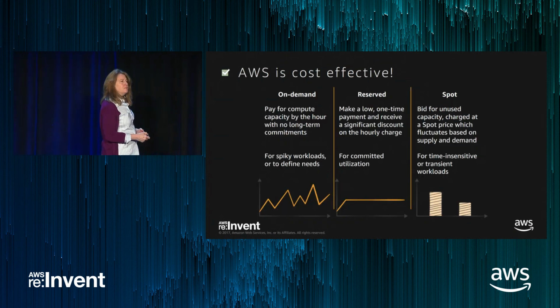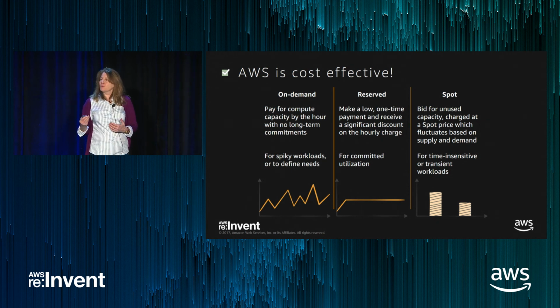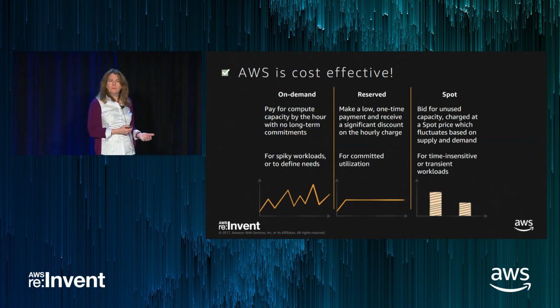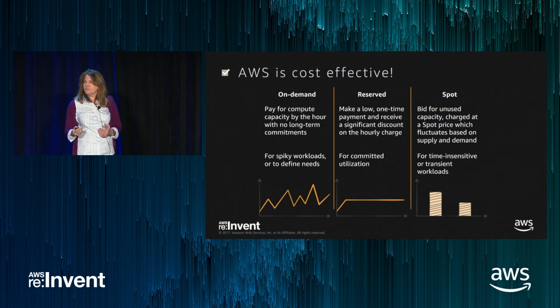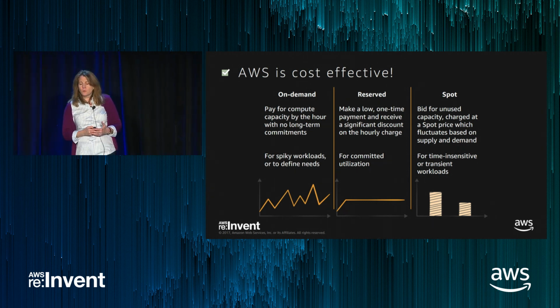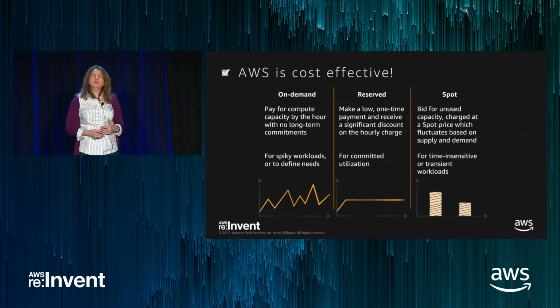AWS is cost effective. There are a variety of models that you can pay for your cluster computing. It's important to match the right payment model with the workload. There's on-demand, one low price, but requires no commitments. Reserved instances, if you have daily runs and you know you're going to have these runs, then you can get a 60% discount with a reserved instance. And finally, there's Spot. Spot is just amazing for HPC workloads. A lot of our HPC customers work with it.